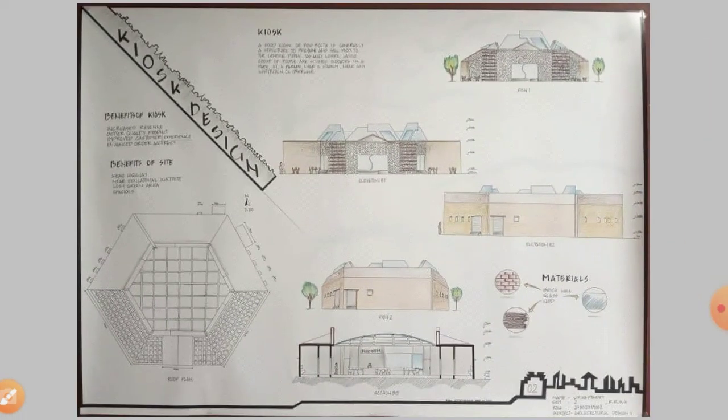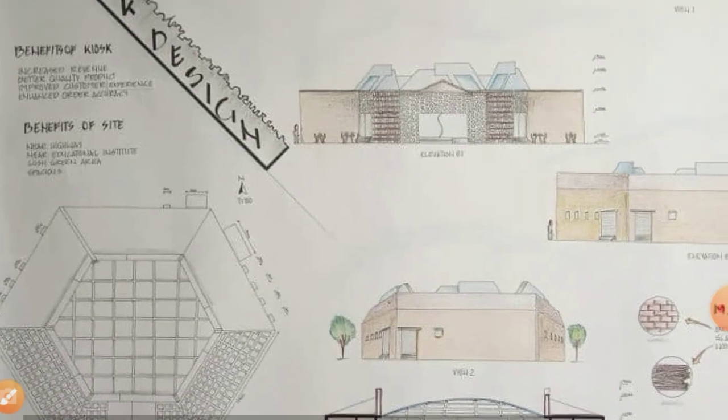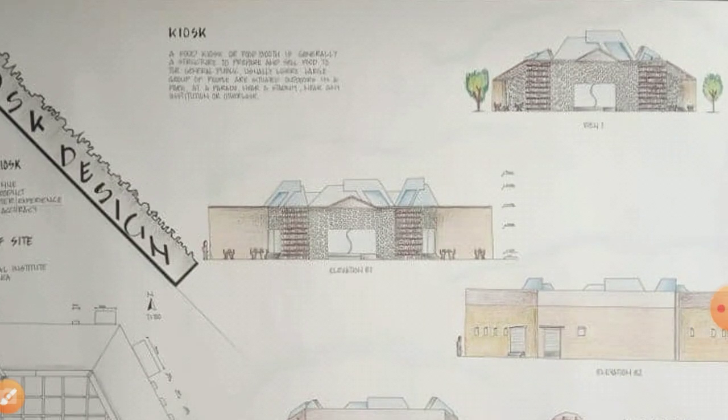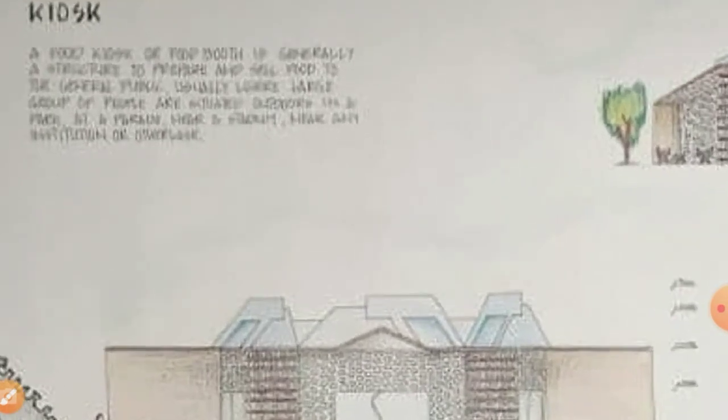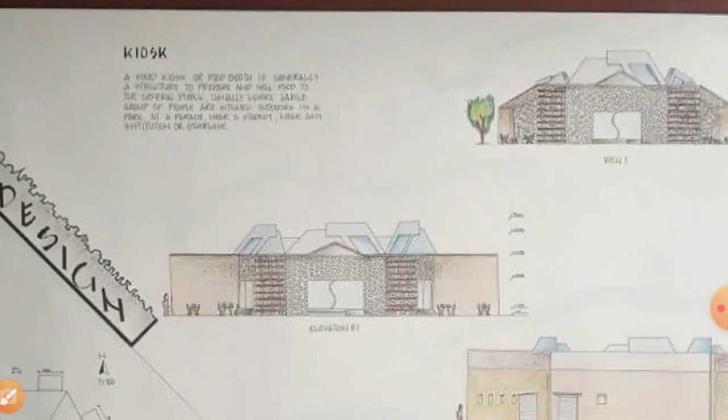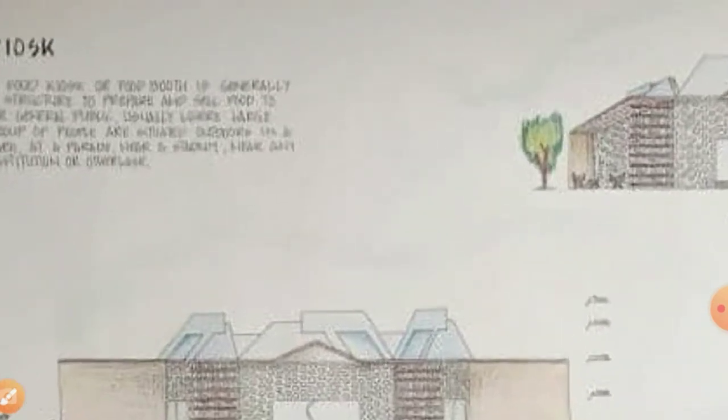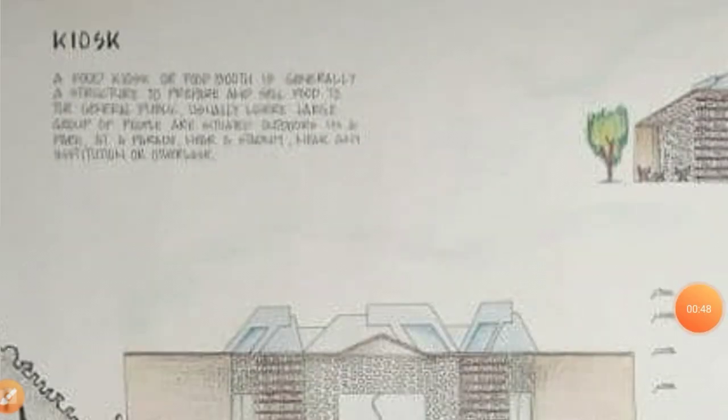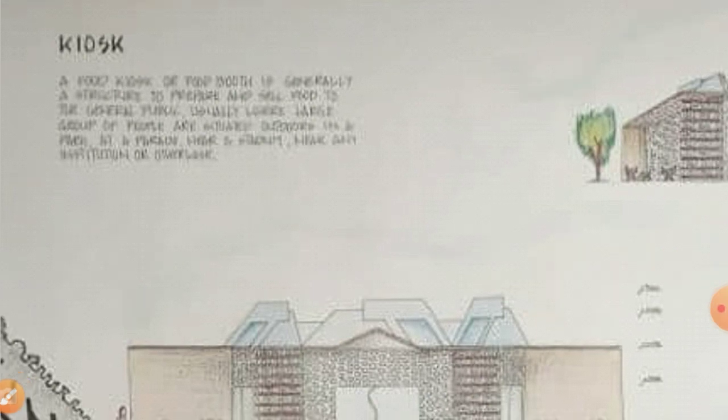Here, on the left hand side bottom, let us know what a kiosk is. A kiosk or a food kiosk or a food booth is generally a structure to provide food to the local people, which is generally situated outside, near a platform or an institute or otherwise.